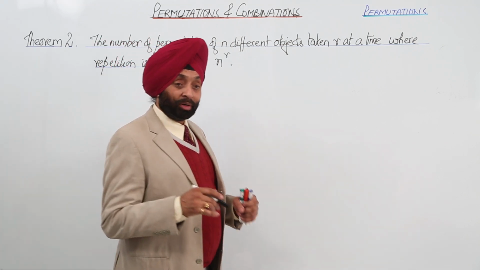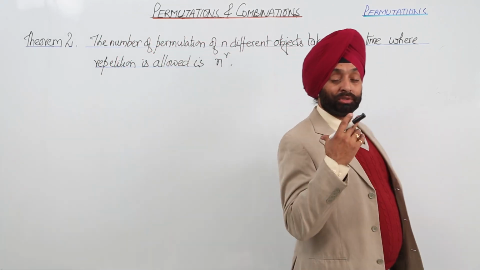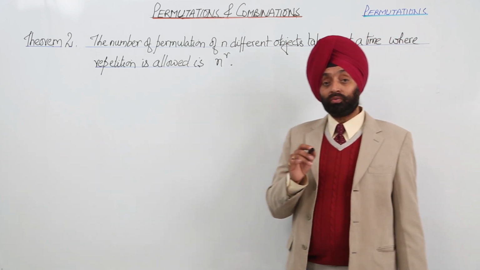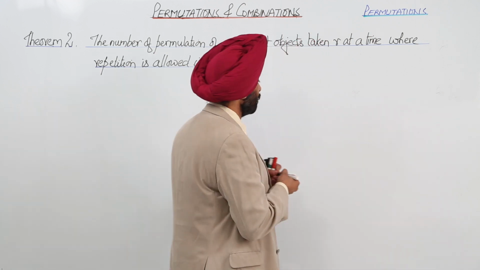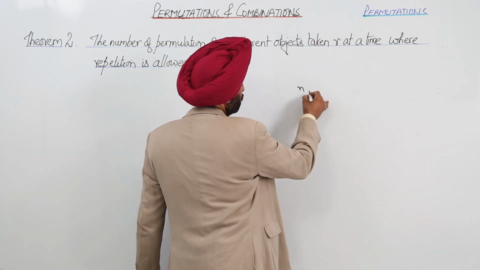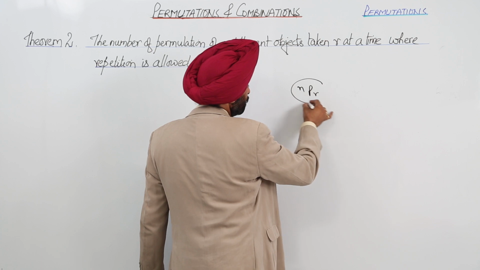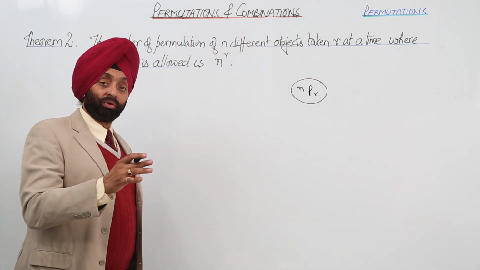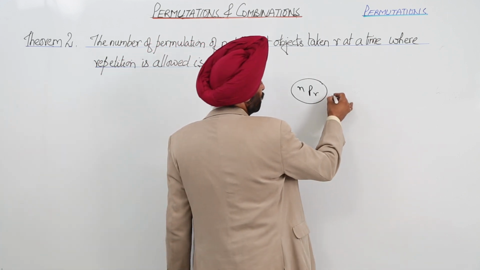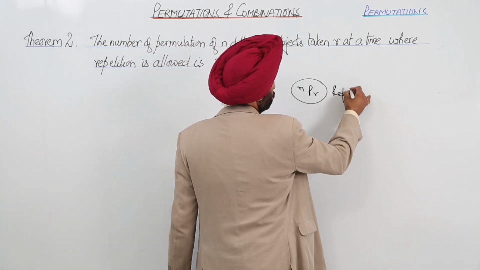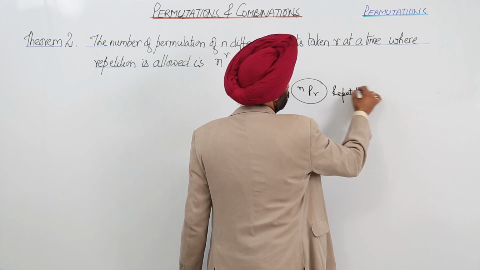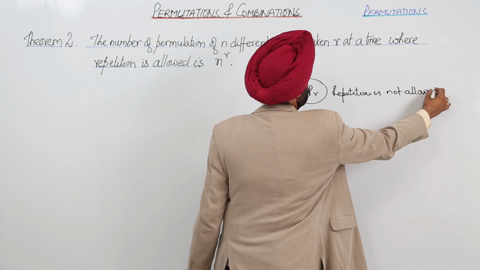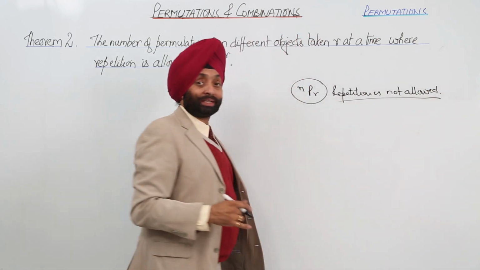Now in the permutation, using the notation, using the formula, we have derived also the formula, and in theorem 1 what we gave, that if we are writing nPr, it means repetition is not allowed. Now I told you if the repetition is allowed, then what are the conditions?